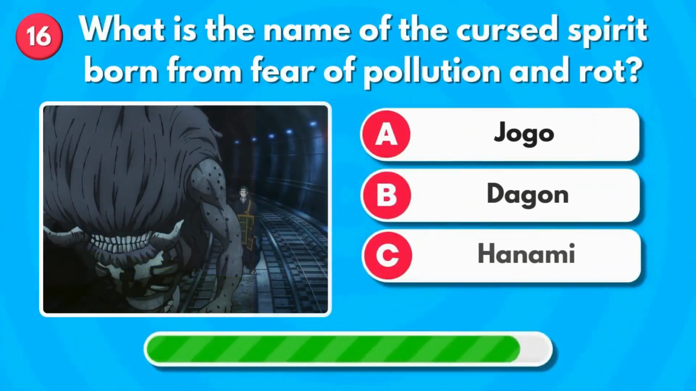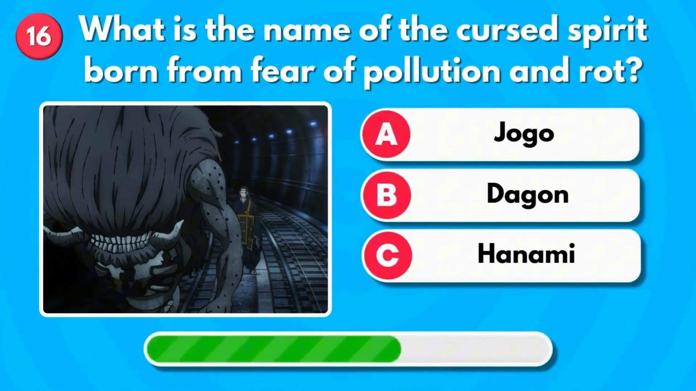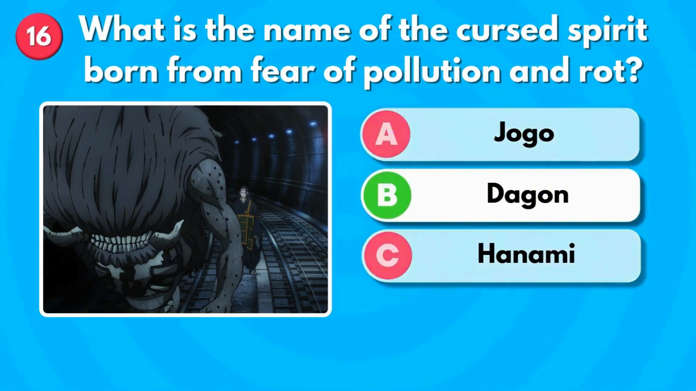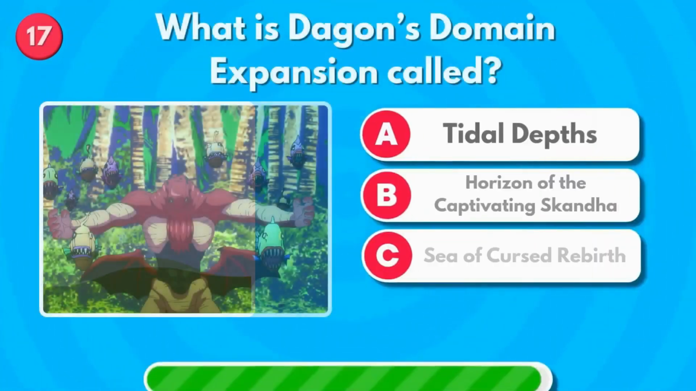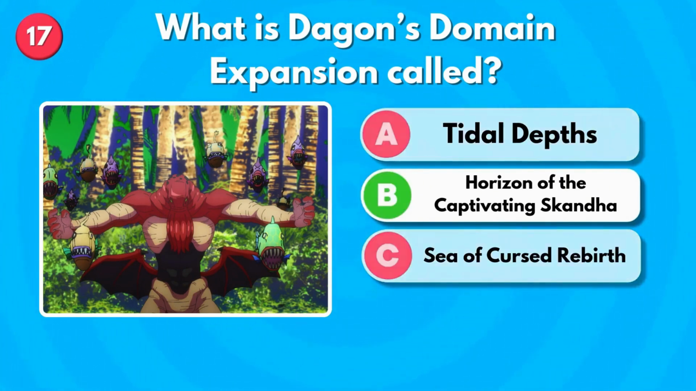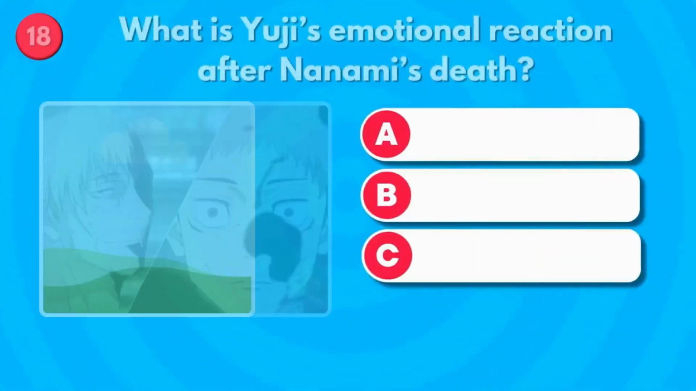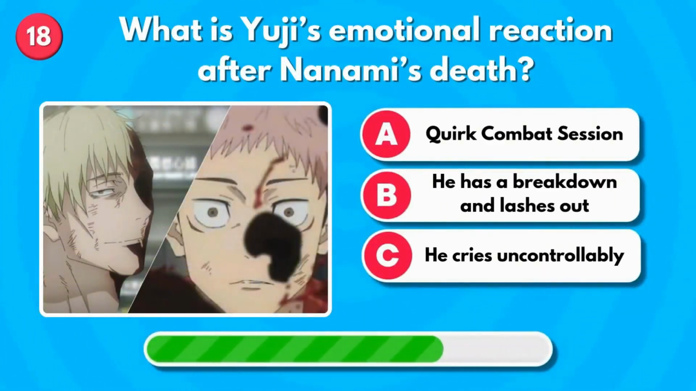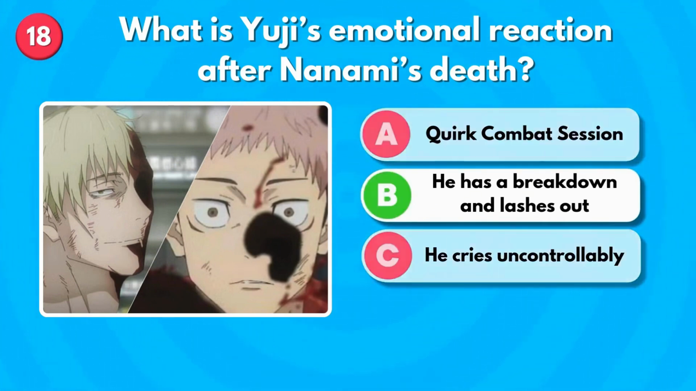What is the name of the cursed spirit born from fear of pollution and rot? Dagon. What is Dagon's domain expansion called? Horizon of the Captivating Skanda. What is Yuji's emotional reaction after Nanami's death? He has a breakdown and lashes out.